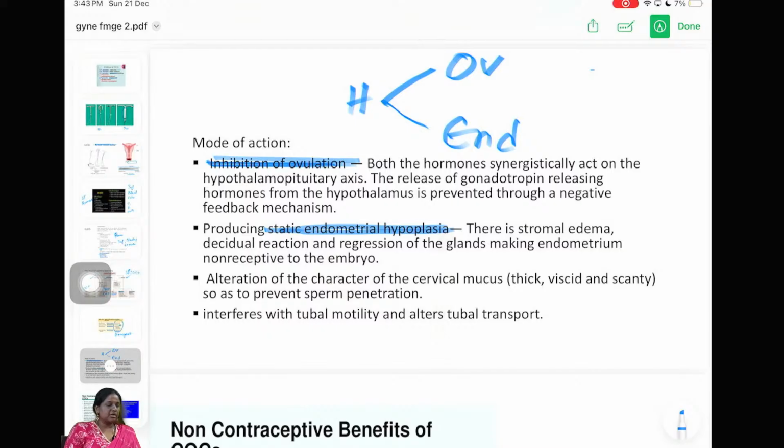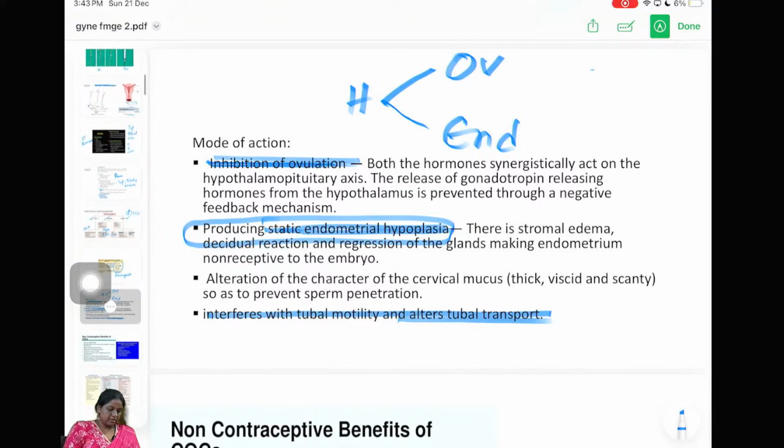So it doesn't cause endometrial thickening at all. That is why this method of action is used for AUB. You understand, we were seeing OCP, OCP, OCP everywhere. Why? Because it doesn't create any thickening of the endometrium. So that is why it is used as a treatment in AUB. Correct? Understood? And also it interferes with tubal motility and alters tubal transport.